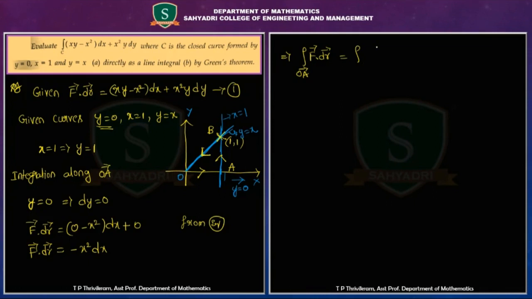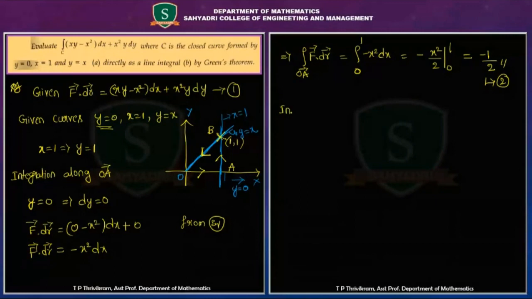What are the limits for x along OA? 0 to 1. Yes, 0 to 1 you'll get. So the integral from 0 to 1 of minus x square dx gives minus x cube by 3, with limits from 0 to 1. So the integration along OA is minus 1 by 3. Take this as equation two.